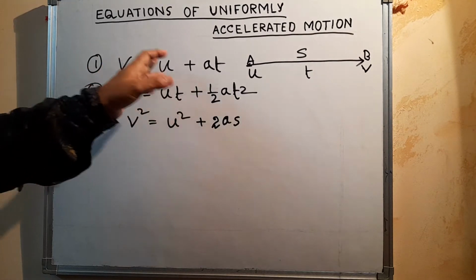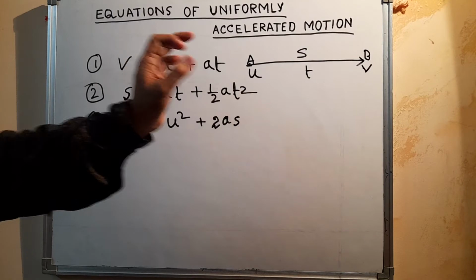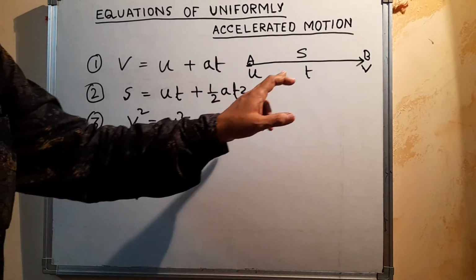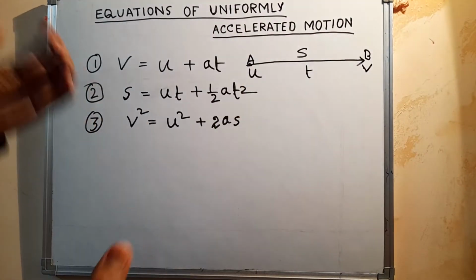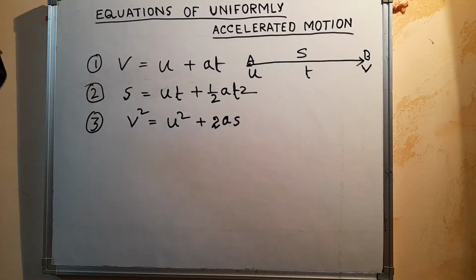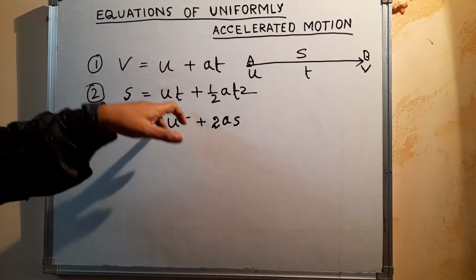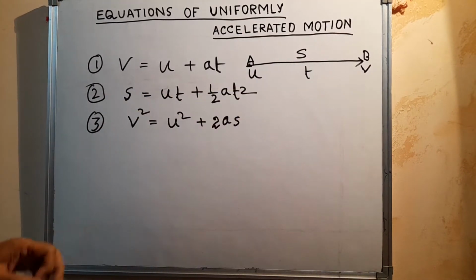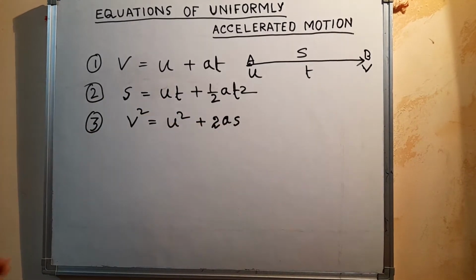The first equation is v equal to u plus at, where v is the final velocity, u is the initial velocity, a is the acceleration, s is the distance covered by this body, and t is the time taken to cover this distance s. Then s equal to ut plus half of at square, and v square equal to u square plus twice as is the third equation.